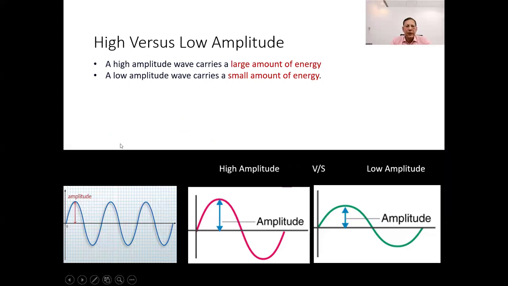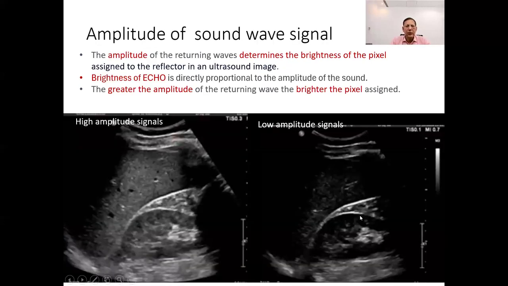A high amplitude wave carries a large amount of energy. A low amplitude wave carries a small amount of energy. The amplitude of the returning waves determines the brightness of the pixel assigned to the reflector in an ultrasound image. The brightness of the echo is directly proportional to the amplitude of the sound. The greater the amplitude of the returning wave, the brighter the pixel assigned.